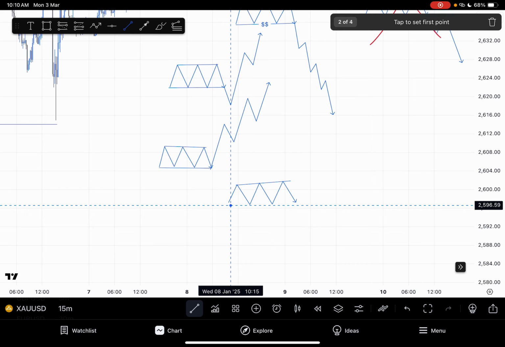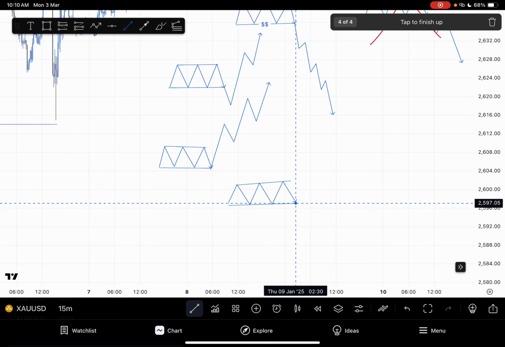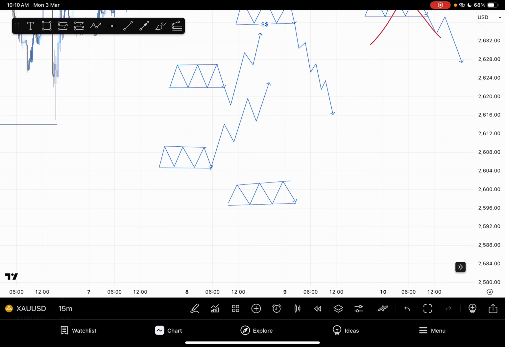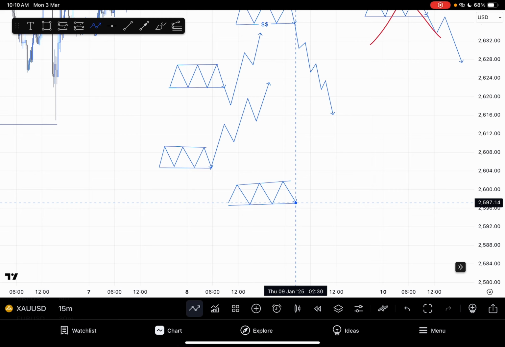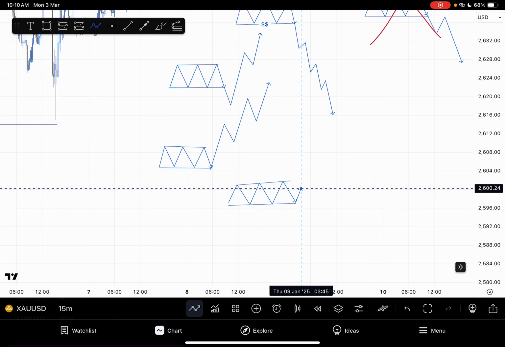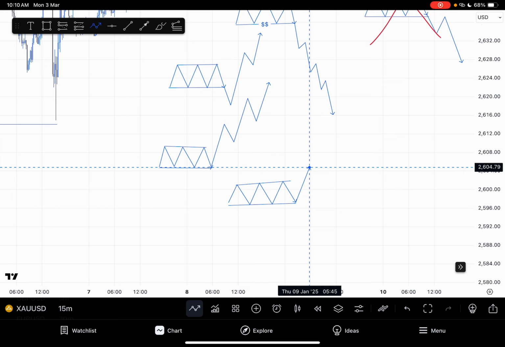So you can only use these chart patterns if you understand liquidity. If you don't understand liquidity, you will always get stopped out. That's why most times you use these chart patterns and you're like, these chart patterns aren't working, they're always going against my trade. That's because you don't understand liquidity.